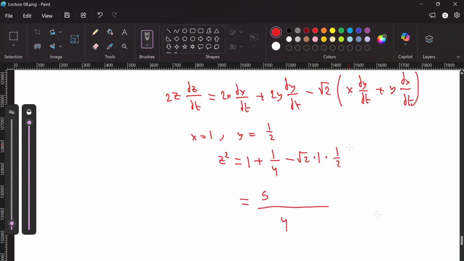Then this part is 1 over square root of 2. Okay. Let me write this. 5 over 4 minus 1 over square root of 2. Good. Now next step, we find z. So z is 5 square root of 2 minus 4 over 4 square root of 2. Are you good with this?